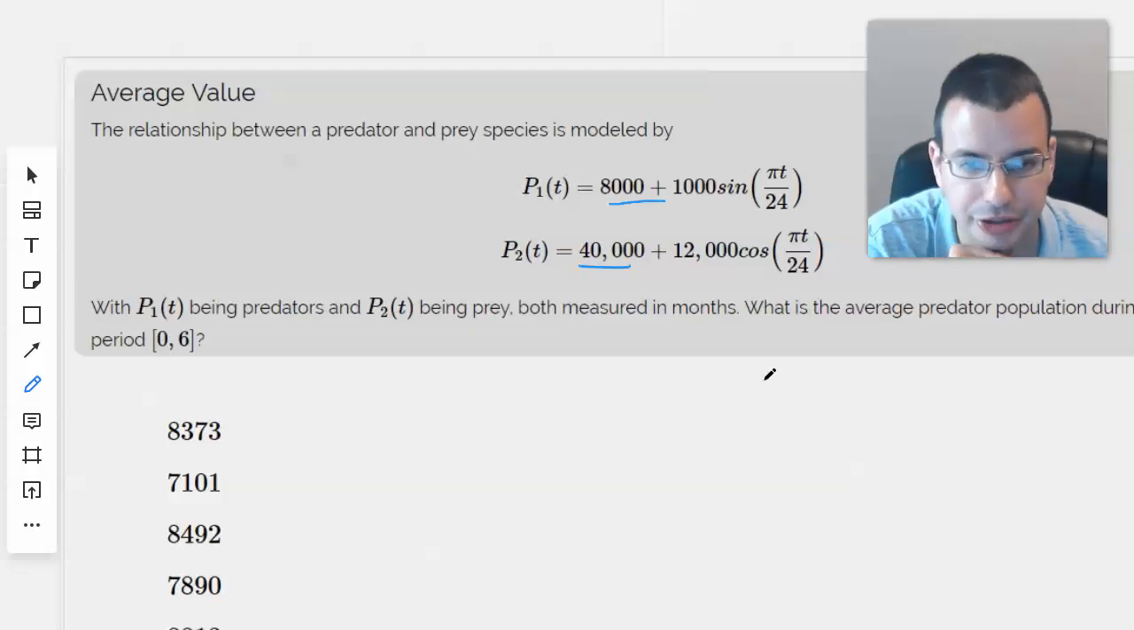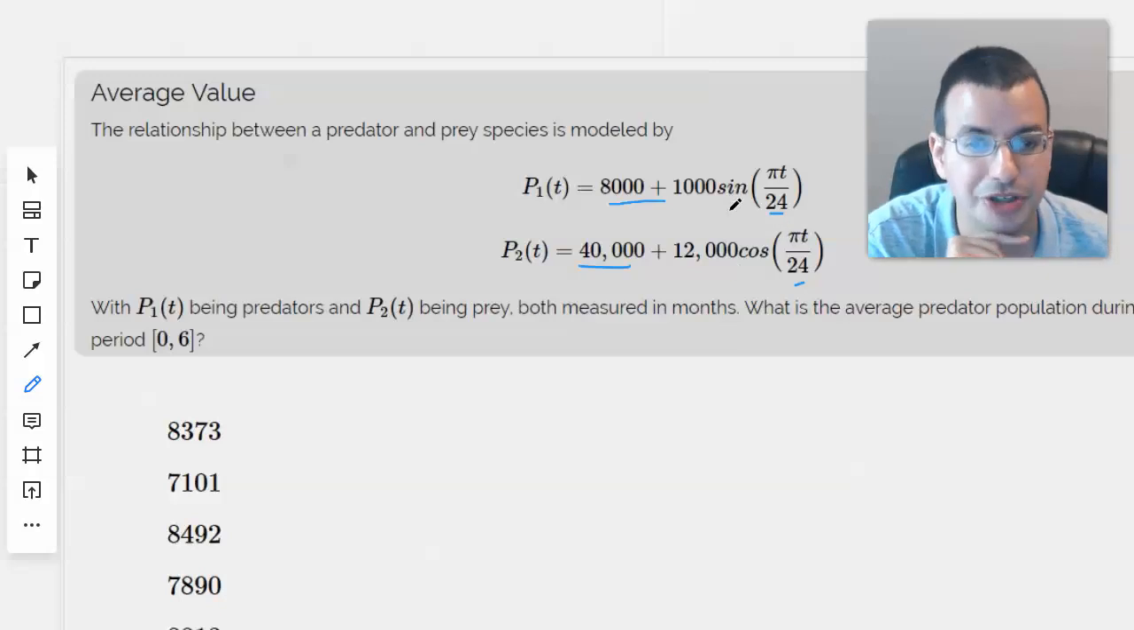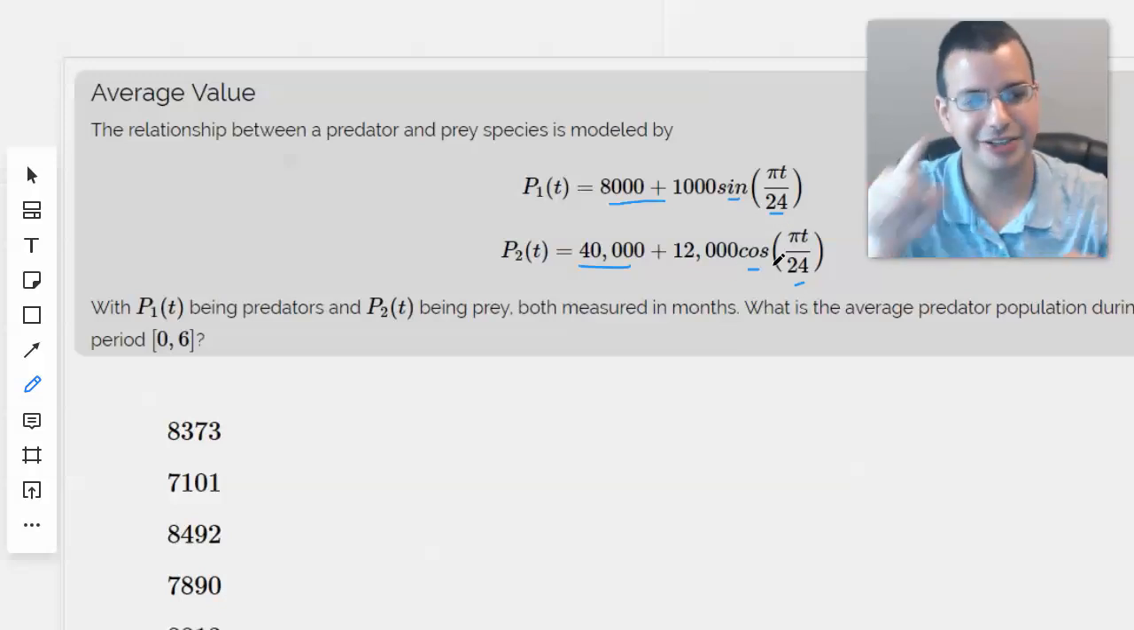With P1 being predators, okay, and P2 being prey, both measured in months. Makes sense with the 24. One's sine and one's cosine, so they kind of offset each other.